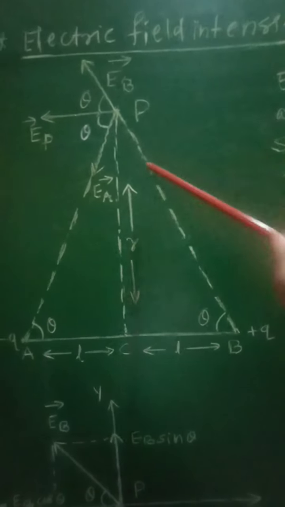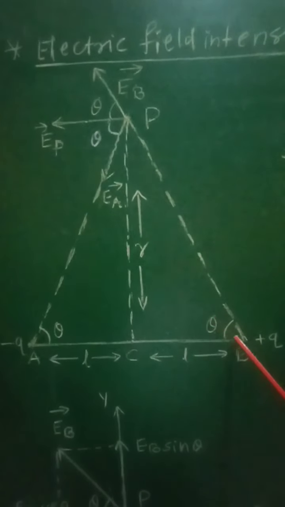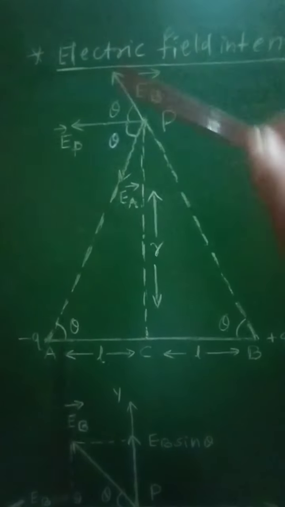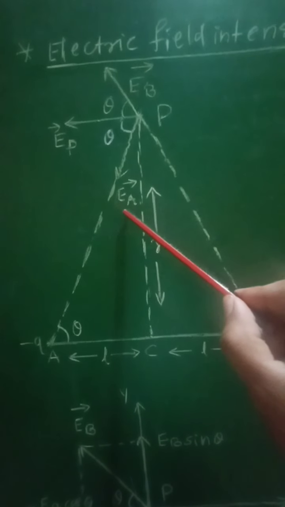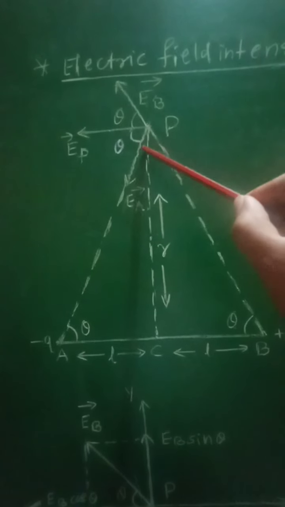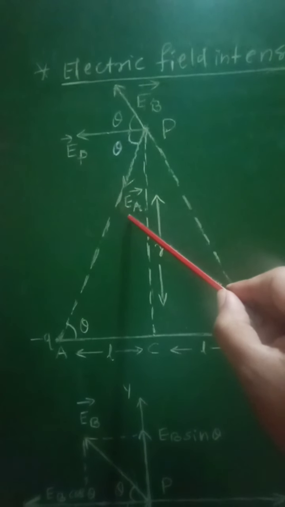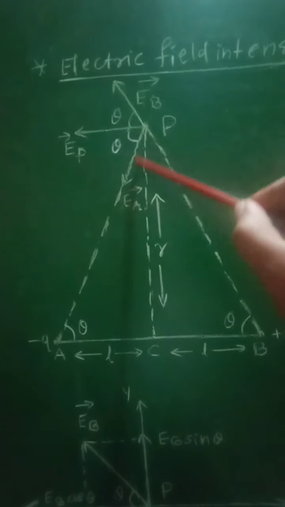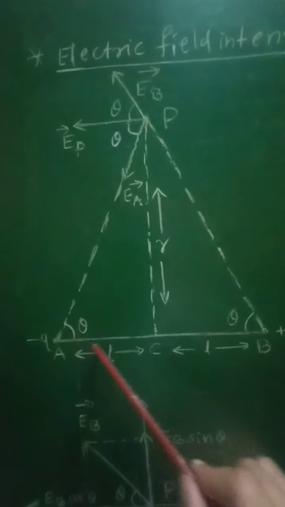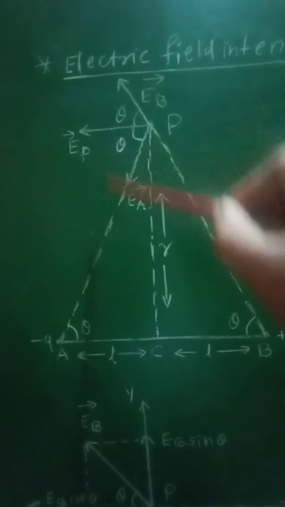Now this plus Q charge will give rise to electric field intensity EB at point P, which will be directed away from the charge, or away from the electric dipole. Similarly, at point P, the electric field intensity EA will be due to the minus Q charge, which will be directed towards the charge, or towards the electric dipole, that is EA. Now, the resultant of these two electric field intensities will be parallel to the electric dipole AB. So here AB and this EP will be parallel.